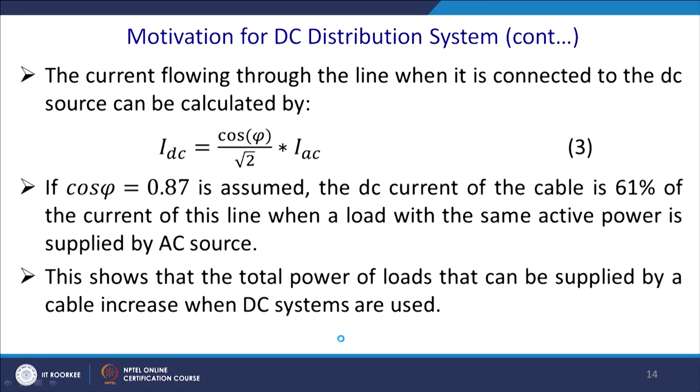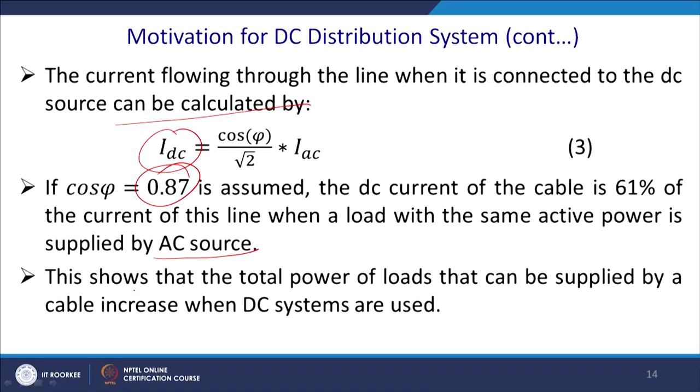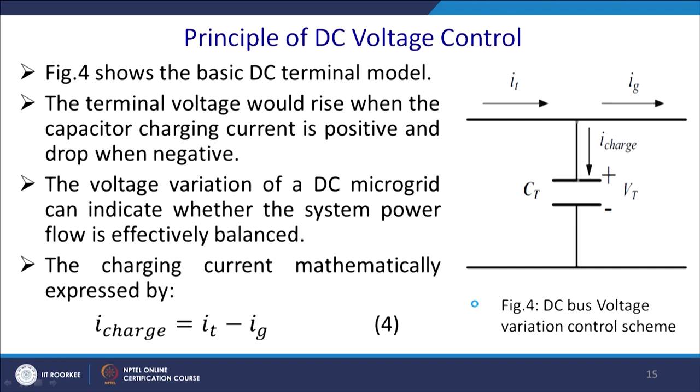The current flow through the line connected to the DC source can be calculated as cos phi by root 2 into IAC. Let us assume cos phi is 0.87. The DC cable current is 60% of the current of this line when a load with the same active power is supplied by the AC source. So, the 60% current rating is diminished, so with the thermal limit you can push for a higher current capability. This shows that the total power of the load that can be supplied by the cable increases when DC systems are used. So, let us come to figure 4.